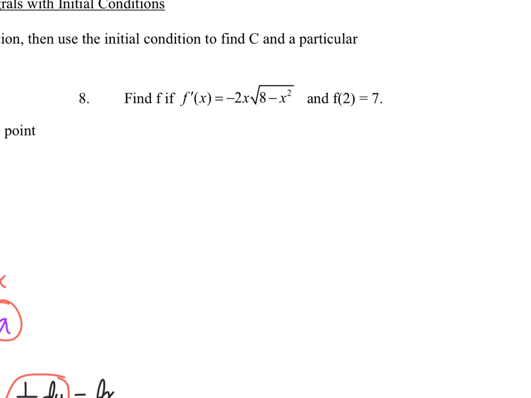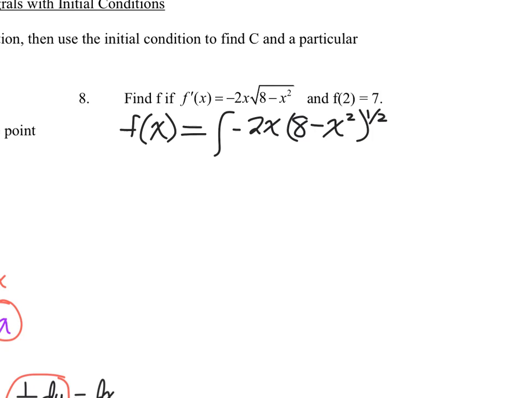All right, and the last one. Actually, I have no idea what time it is, so maybe we're already done. Oh, we still have time. All right, so same idea in terms of the setup, but in the interest of brevity, we can just hop to the step where it's f(x) equals, because we know it's going to amount to an integral anyway. So f(x) equals the antiderivative of negative 2x times 8 minus x squared to the 1/2 power dx.